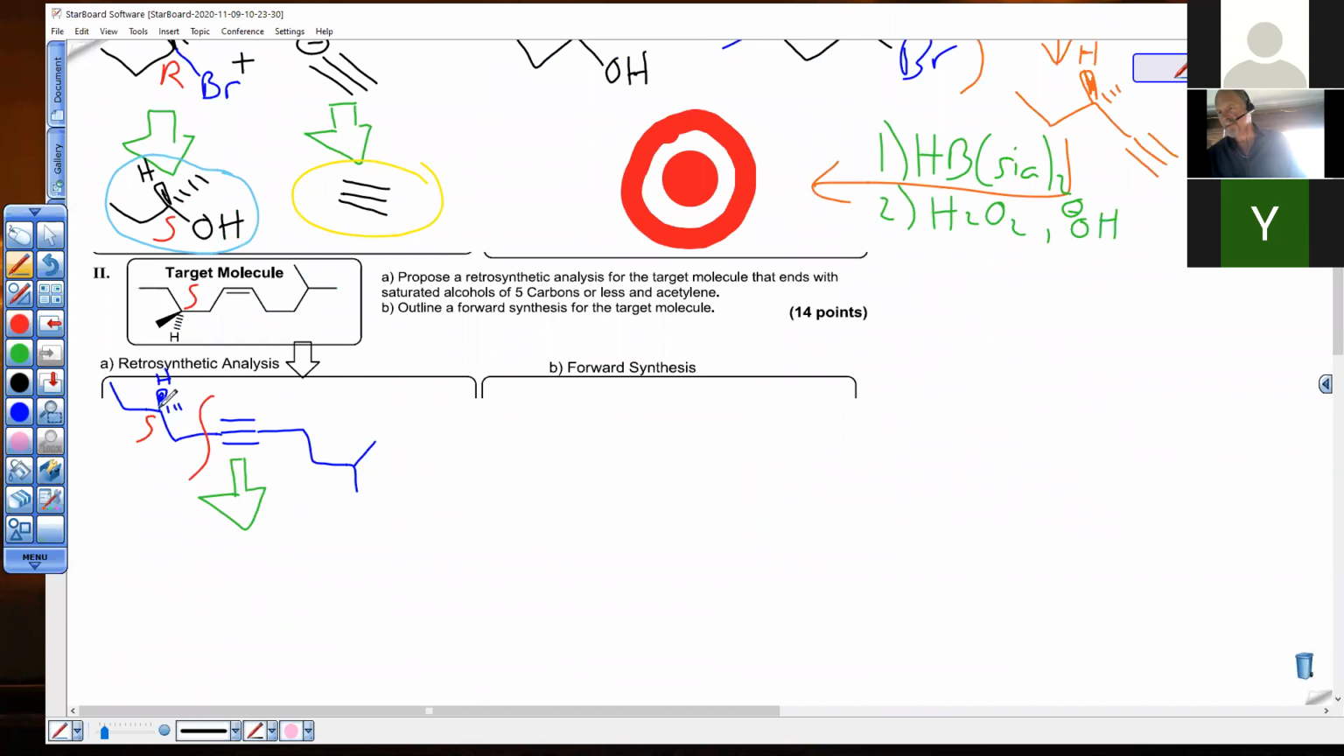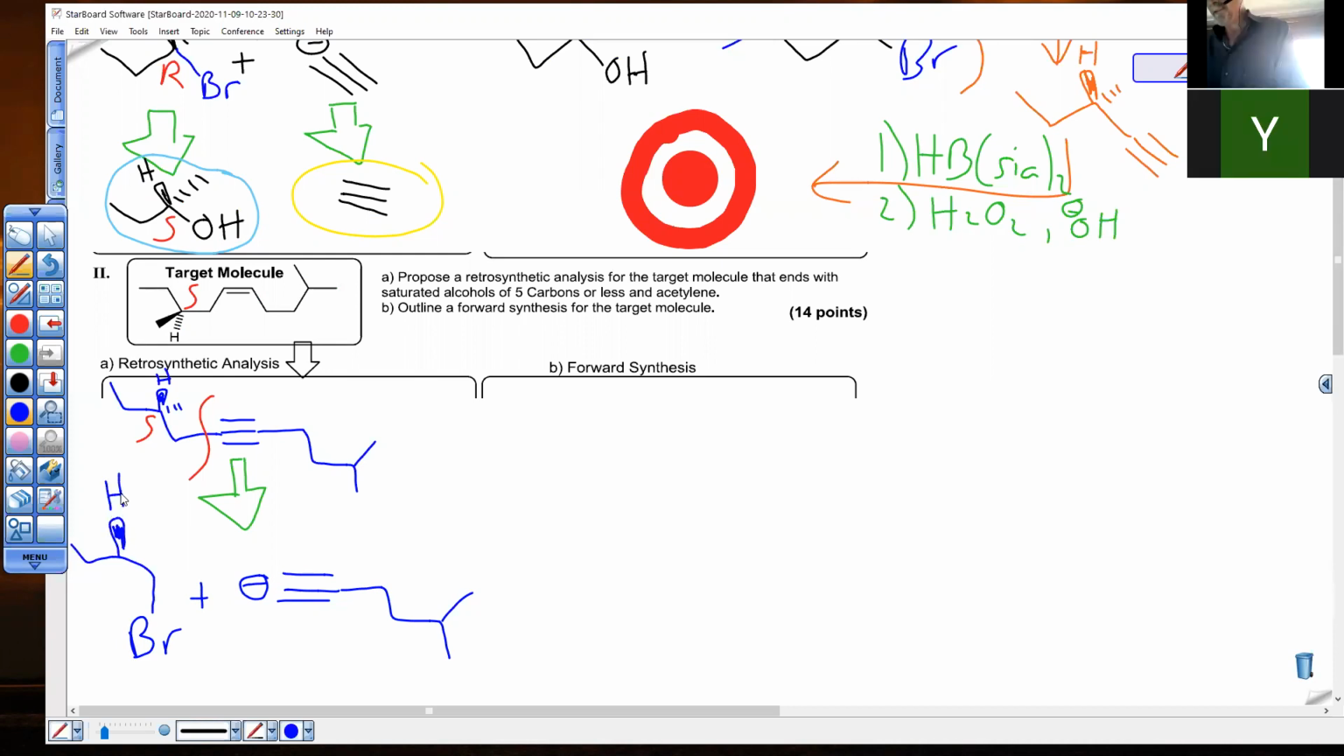Here, I see a stereocenter, but it's not the carbon getting attacked. This CH2 is the one getting attacked. We have to know the nucleophile comes from acetylide. And the electrophile, the thing that gets attacked, has a halogen on it. When I give you a useful reaction that puts a bromine there, please use bromine as the useful molecule. And the stereocenter is here. It did not get attacked. It did not change.